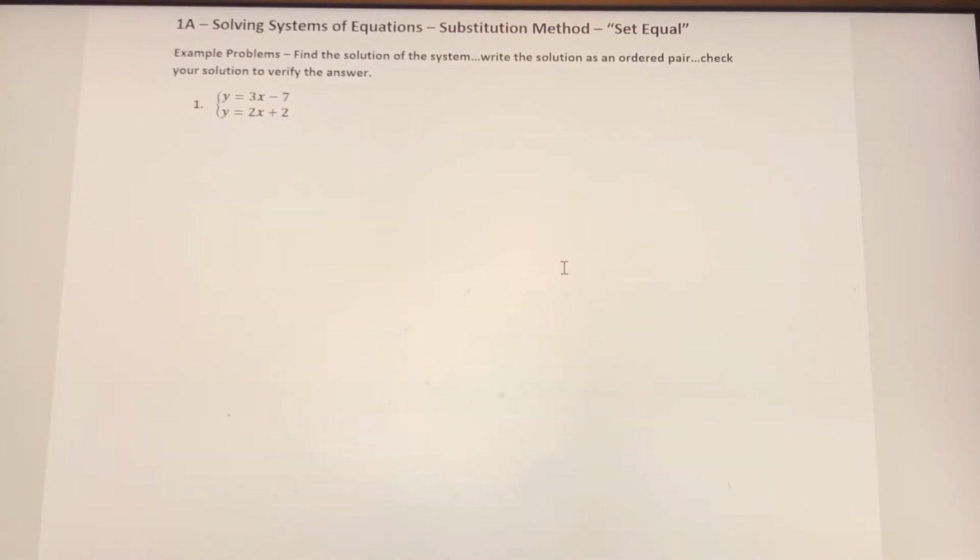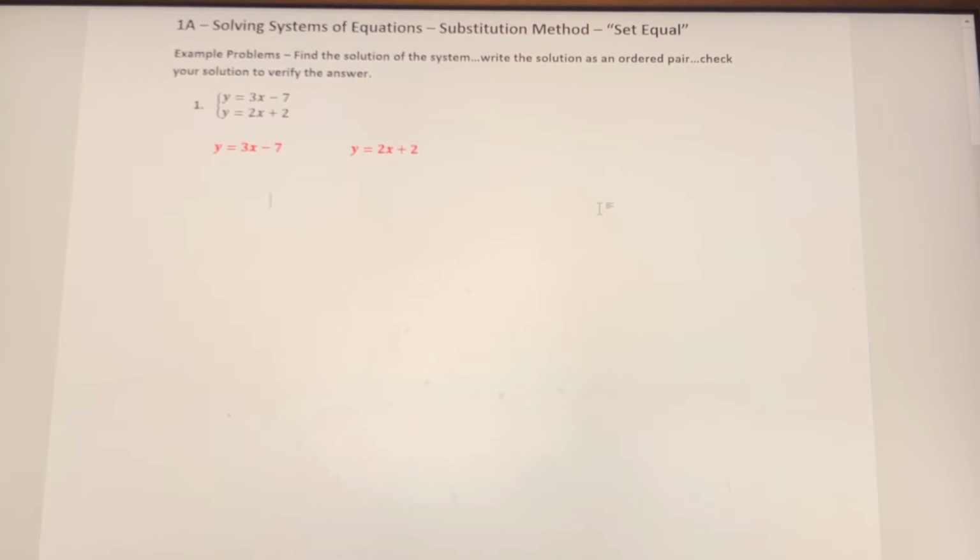Alright, so in this video we're going to solve a system of equations using the substitution method, what I refer to as set equal. If you'll notice, in my systems I've got two equations. This is what makes it a system of equations. Both equations are solved for y.